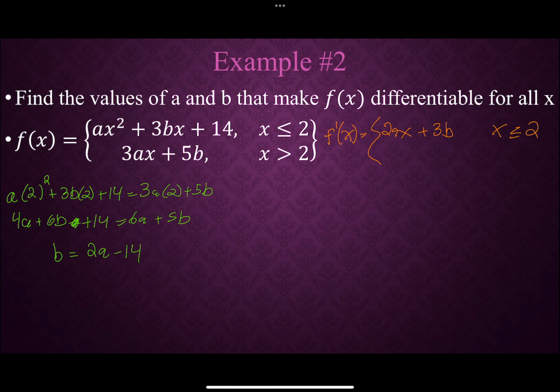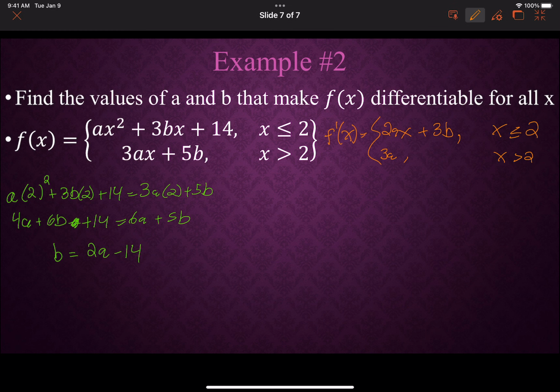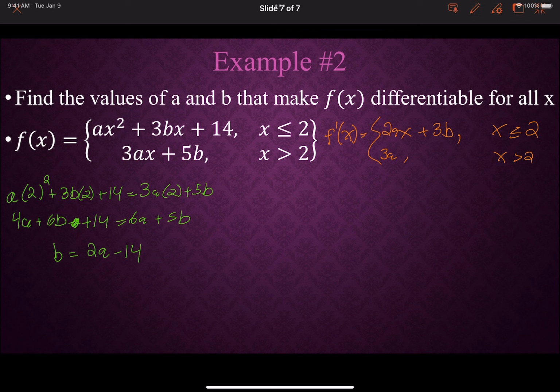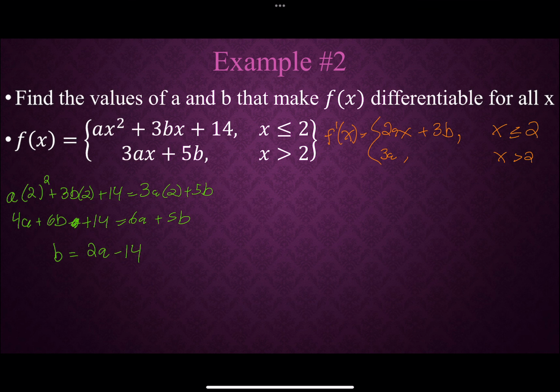And on the bottom, the derivative of 3ax would just be 3a, because it's linear, and then 5b does not have an x term, so it disappears. And we're left with x greater than 2. So be very careful when you're applying your power rule derivative here, because while the power rule will work for other variables besides x, a and b don't represent differentiable variables. They represent constants, so therefore they do not affect the derivative in the same way that the 4 or the 2 or the 3 in this case does not affect the derivative. It's all about the x.